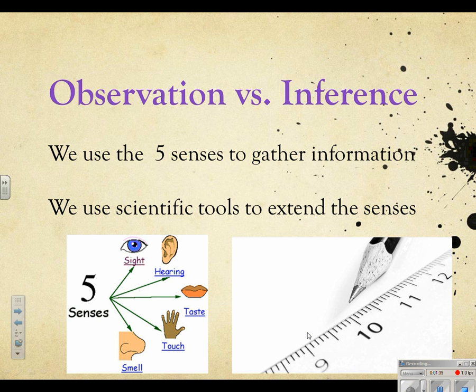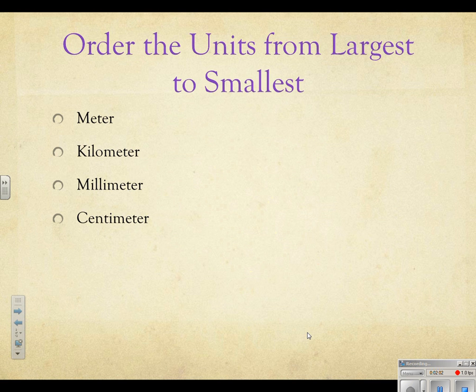So it's very important that you understand that when we look at something, an observation is something that's gathered, and there's data that supports it. The inference is going to be something that's implied from that data. And then we use these scientific tools to extend those senses, like I had mentioned before, and we're going to talk about some of those tools in this lesson as well.